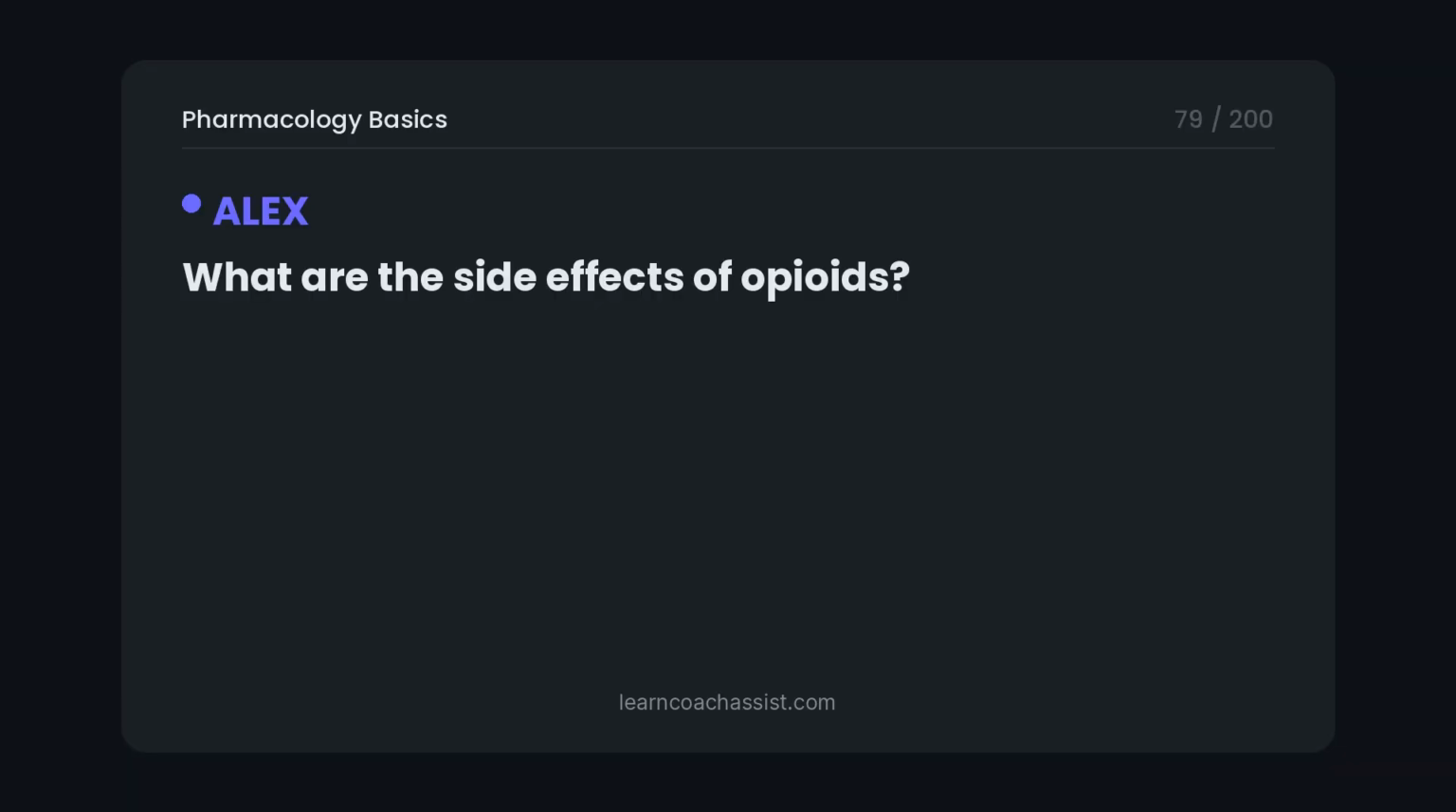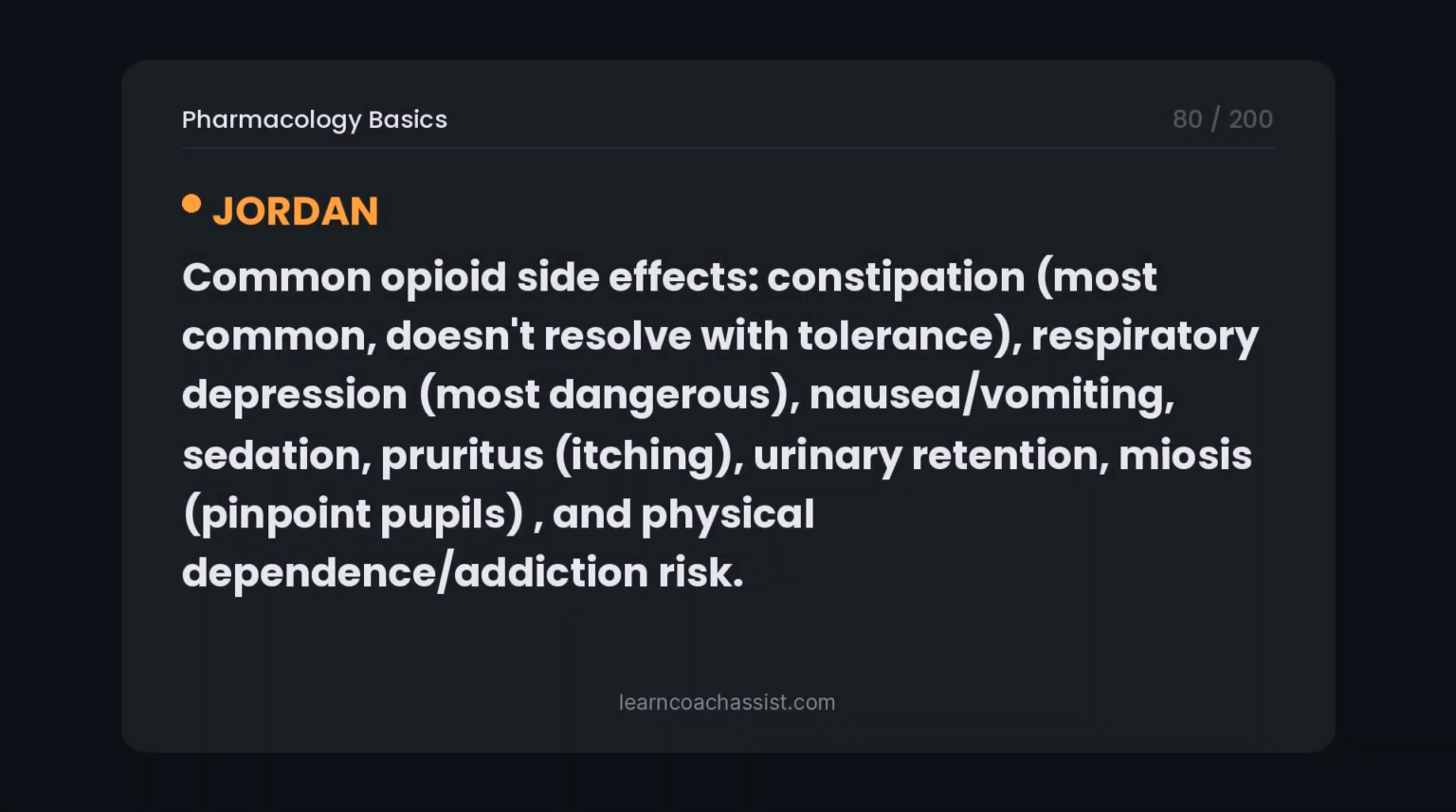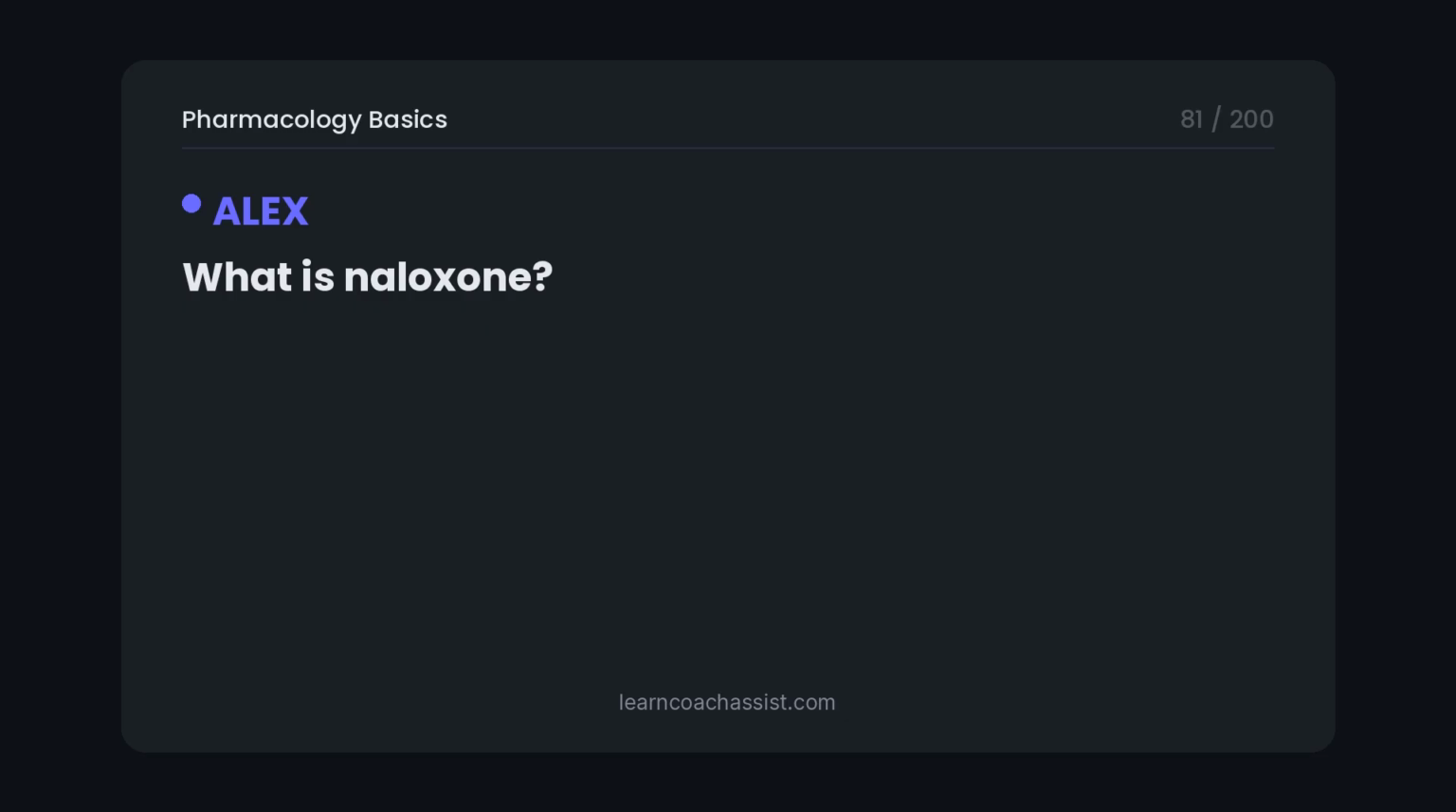What are the side effects of opioids? Common opioid side effects: constipation, most common, doesn't resolve with tolerance; respiratory depression, most dangerous; nausea/vomiting; sedation; pruritus, itching; urinary retention; miosis, pinpoint pupils; and physical dependence/addiction risk. What is naloxone?